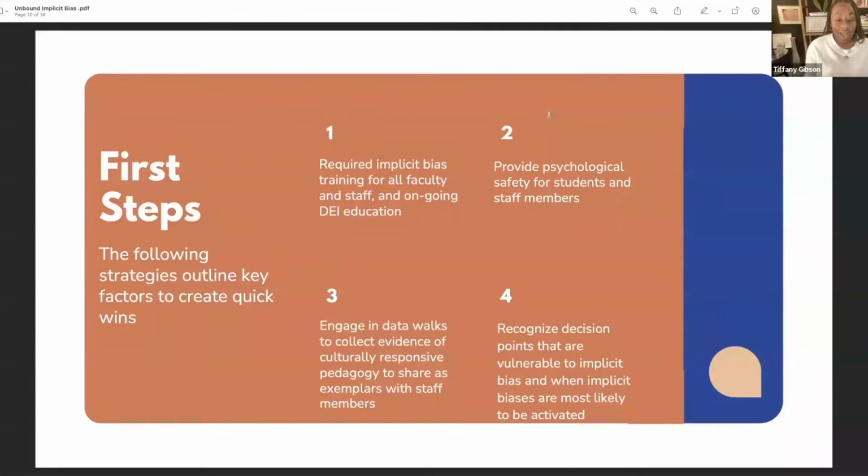1, required implicit bias training for all faculty and all staff, and ongoing diversity, equity, and inclusion education. DEI is not a checklist that happens once a year with your mandatories for regulatory purposes. It's supposed to be a part of your culture with constant check-ins and evaluations to see, are we equitable and are we inclusive as peers, as faculty, as staff, in our curriculum, and is what we're doing in alignment with our institution's policy. 2, you want to provide psychological safety for students and staff members.